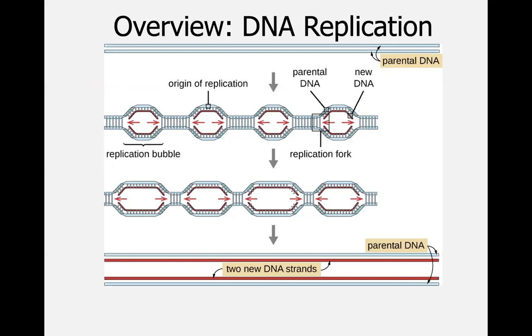So as an overview, I know this looks like a lot, so just bear with me for a second. I want to point out some important aspects, because in future slides I'm going to be zoomed in a lot more on one part of a DNA strand. So I want to point out a few of these terms and talk about generally what's happening, and then I'll go into more detail on all of these terms.